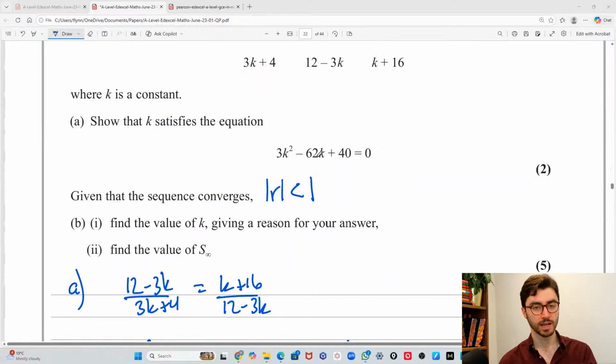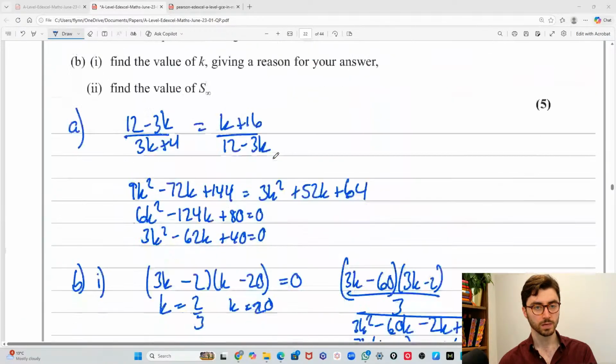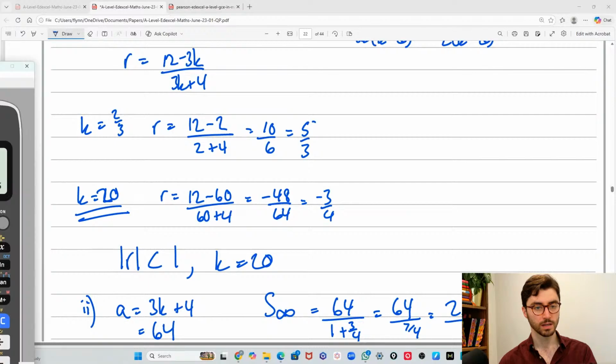Geometric series, show that it satisfies. I did show that. Find the value of k. Let's plug the value of k I got back in. So k equals 20 is what I said.